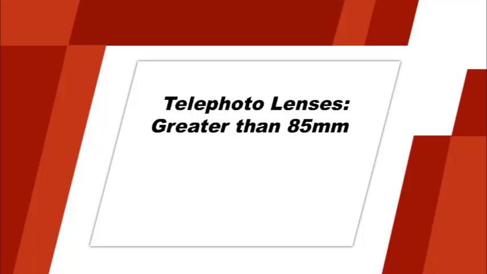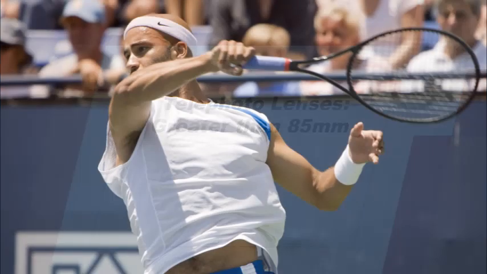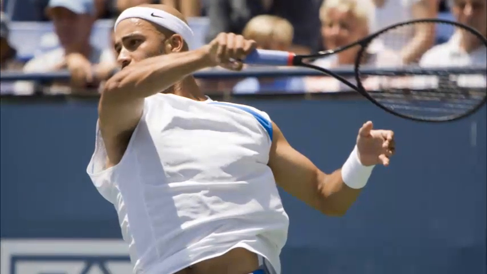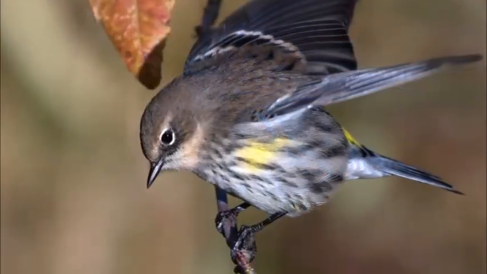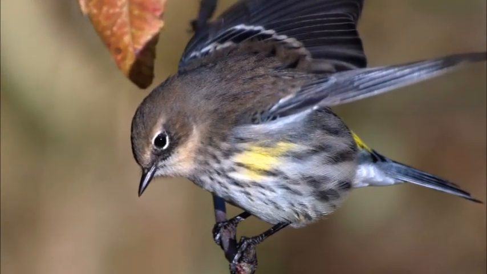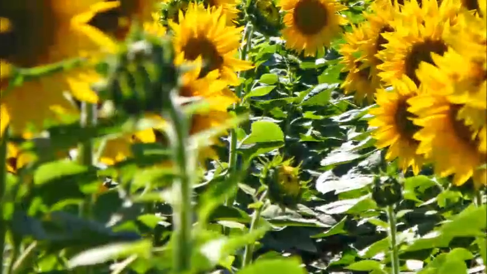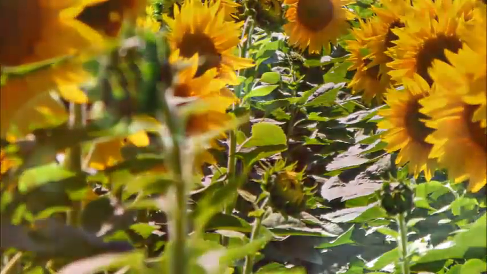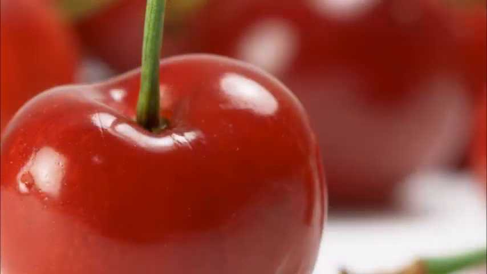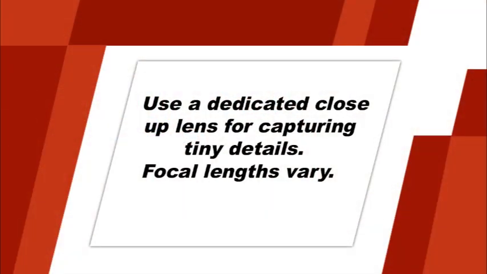Telephoto lenses are lenses with over 85 millimeters and are great for getting closer to your subject. Sports and wildlife photographers use telephoto lenses extensively to zoom in on the subject. Telephoto lenses are also great for getting amazing close-up shots of flowers or other small objects. If you're photographing very small objects and you want to have the ability to capture even the smallest details, you'll want to look into a dedicated close-up or micro lens. The focal lengths for dedicated close-up lenses range between about 60 millimeters and 200 millimeters.